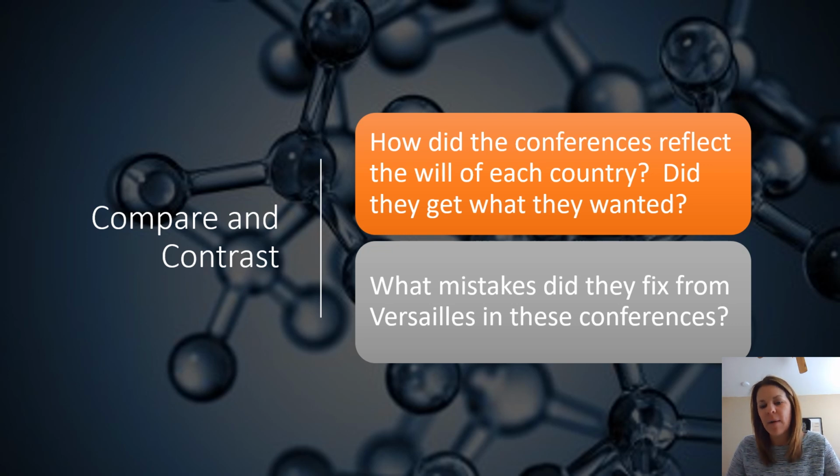I also want you to keep in mind what mistakes did they fix from Versailles in these conferences, and what are some mistakes or some improvements that were able to carry over between the different treaties.